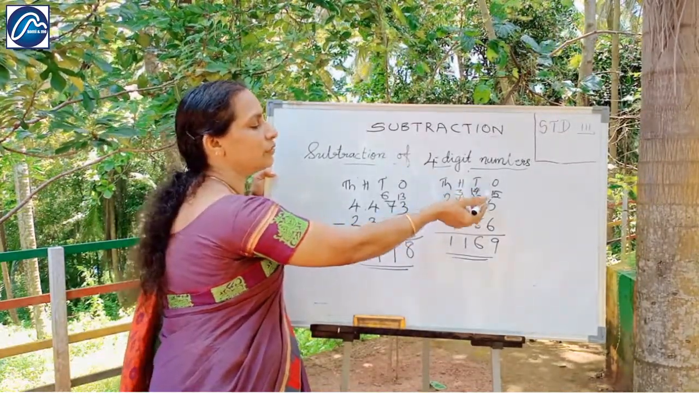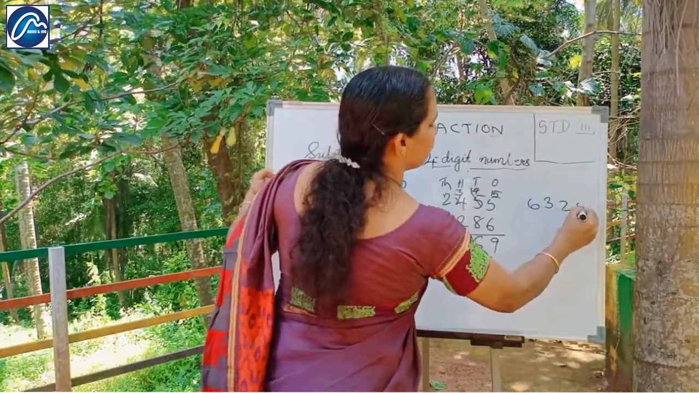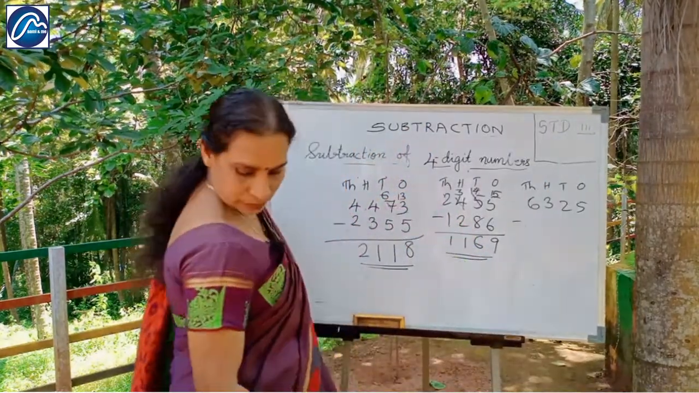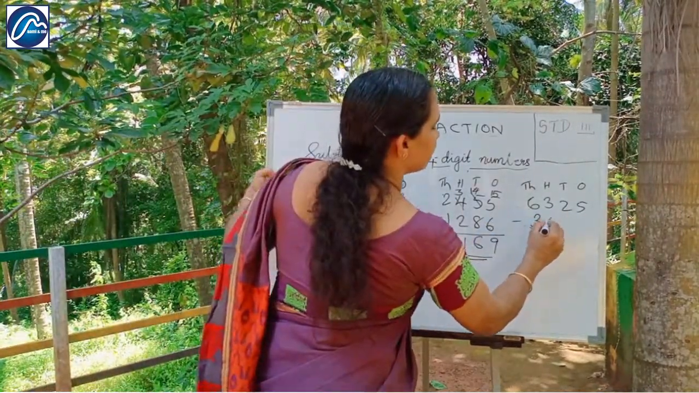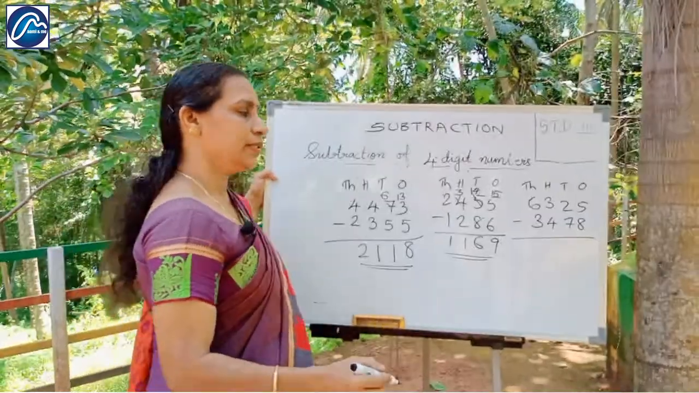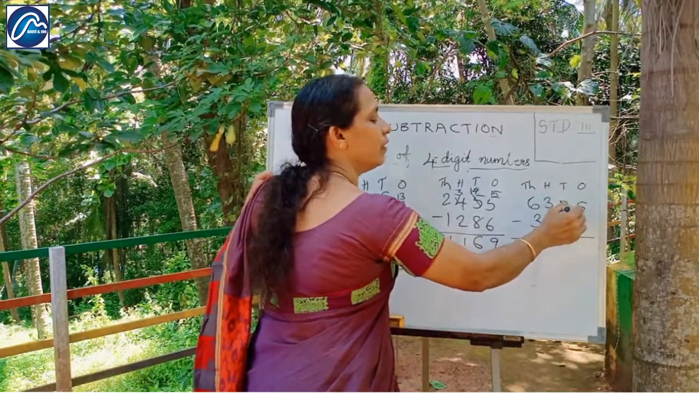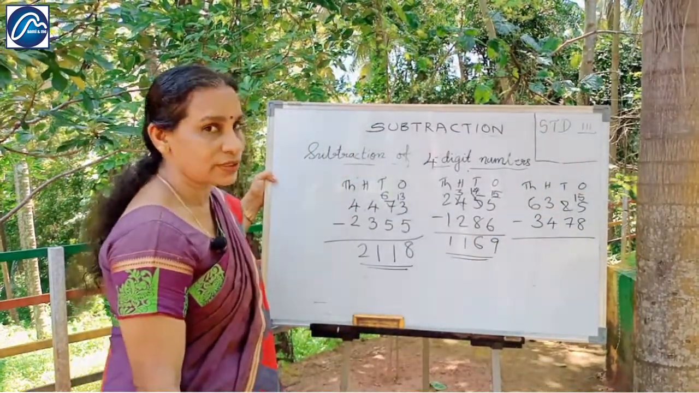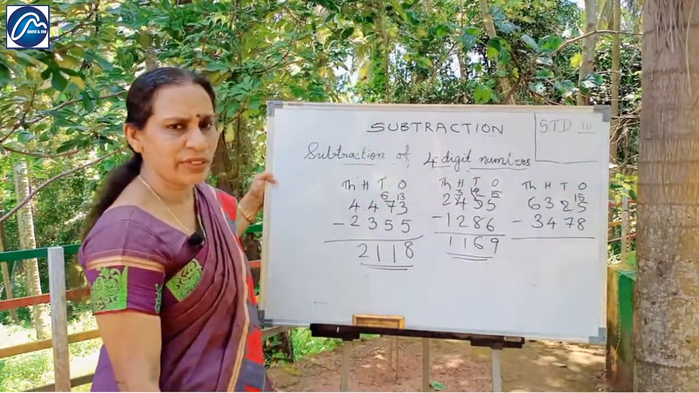Here we regrouped as ones, tens, hundreds. Okay. So the last one is ones. 5 minus 8. Can you subtract? No. What will we do? We will take 1 tens. So it will be 15 ones, sorry, 15 ones. 15 minus 8. 15 minus 5, 10.